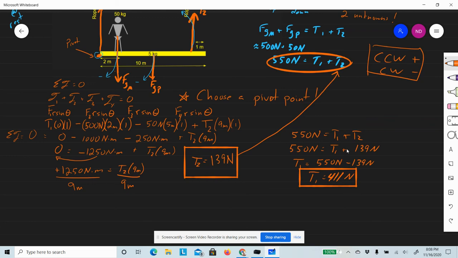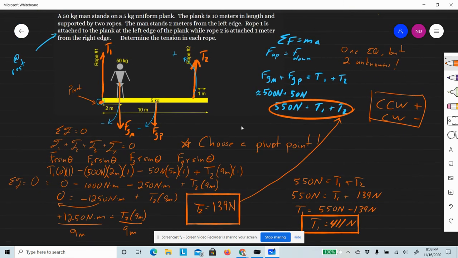That should make sense if you think about it. If you have this big force over here on the left-hand side of the plank, T1 is supporting more of the weight. T2 shouldn't have to support as much. More of the mass, the center of mass of this thing, is over here on the left. So rope 1 is supporting more of the weight than rope 2. That agrees.